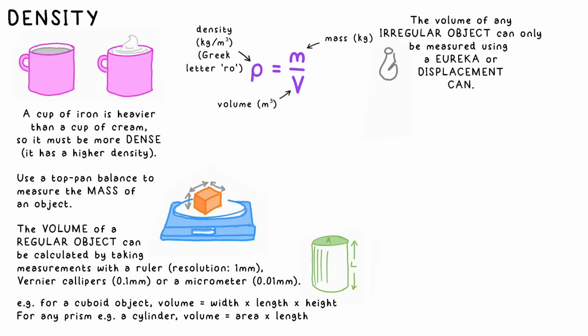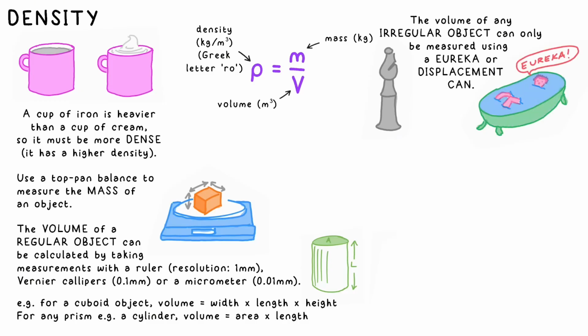The volume of an irregular object, like a chess piece for example, cannot be calculated from measurements. Instead, we use a displacement can, also called a eureka can, after the Greek philosopher Archimedes got into a bath full to the brim, displacing the same volume of water as his volume.